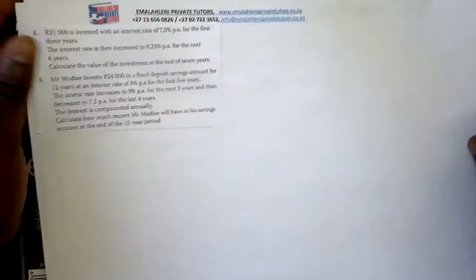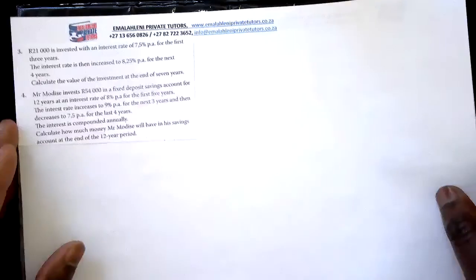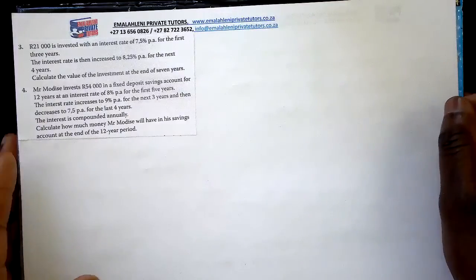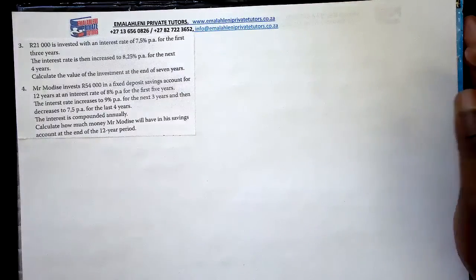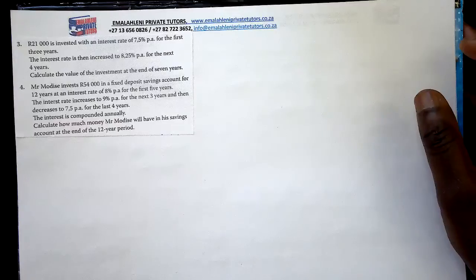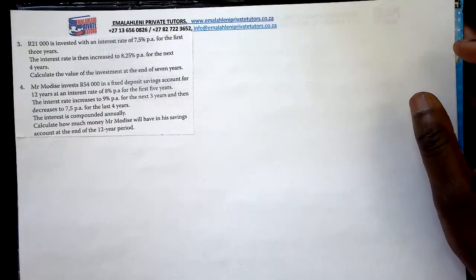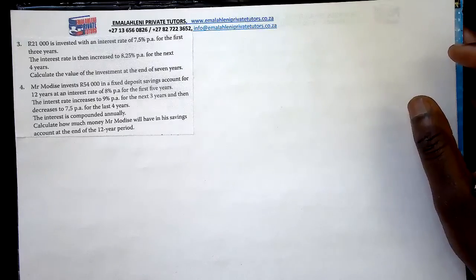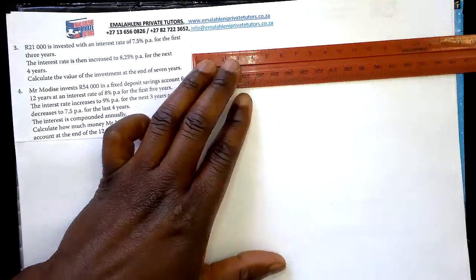The last question now includes changing of percentages over time periods. 21,000 is invested with an interest rate of 7.5% per annum for the first 3 years. The interest rate is then increased to 8.25% per annum for the next 4 years. Calculate the value of the investment at the end of the 7 years. So now what do we have? We draw our timeline.